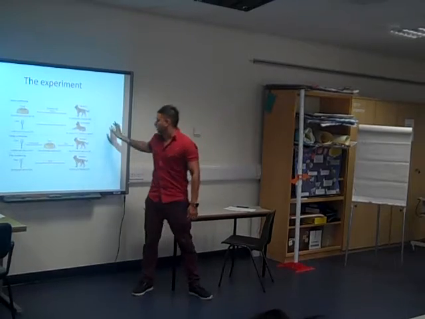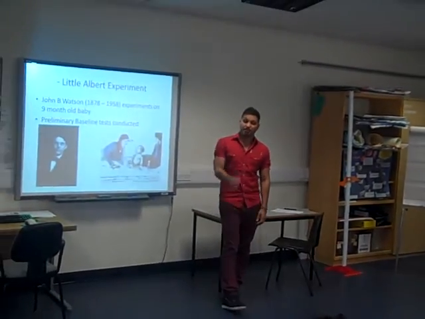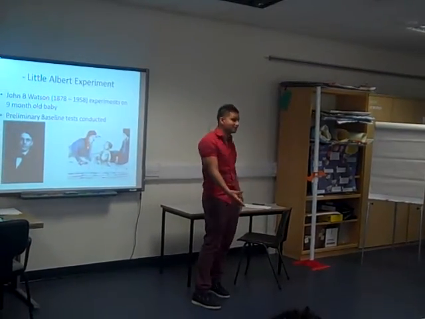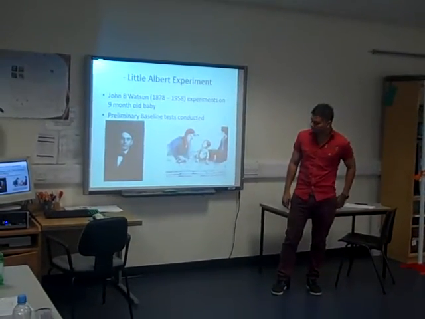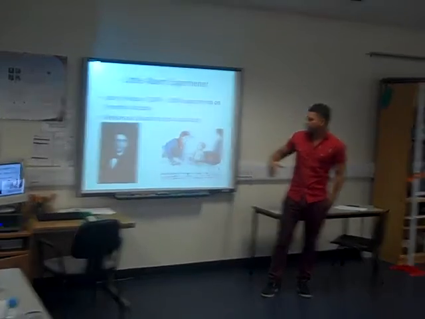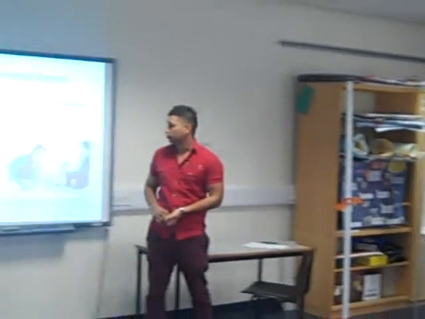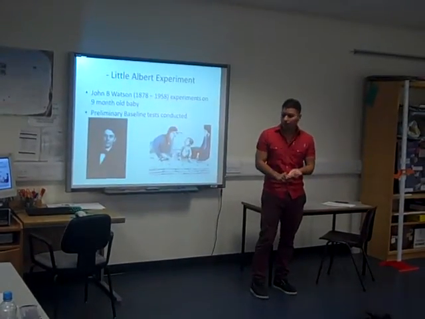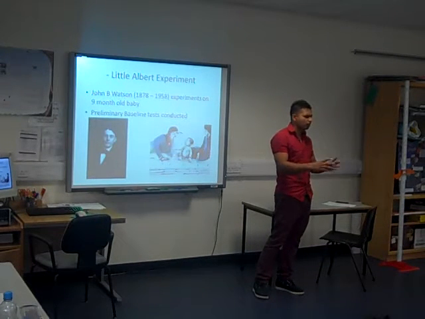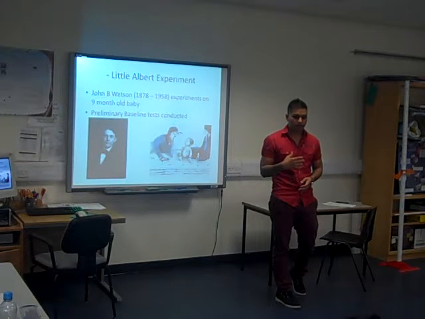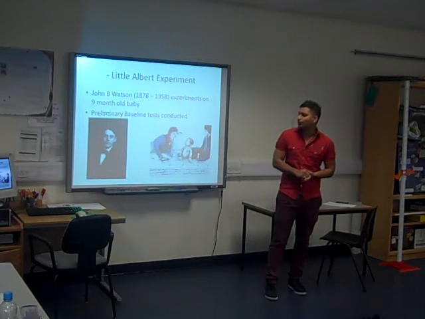Take that a bit further, this is John Watson, and what he did was apply that theory that Pavlov introduced to human beings. He used a 9-month-old baby from a hospital and put him in the laboratory, and he conducted some preliminary baseline tests where he subjected the little baby to a white rat, a white rabbit, burning newspaper, masks with and without hair, a number of things. It was unethical, but it was the 1900s. It was actually done in 1920.